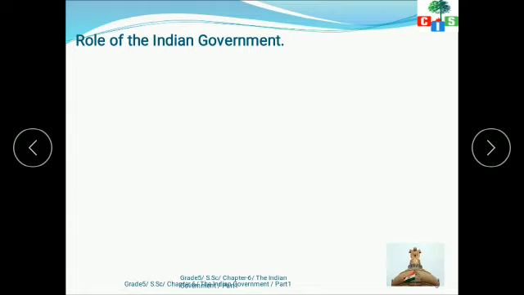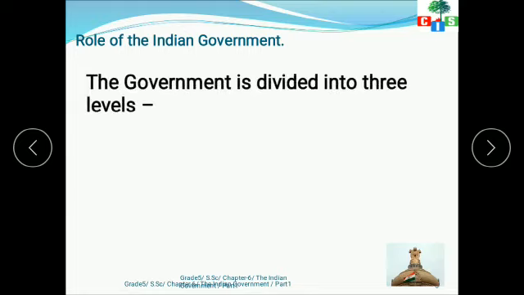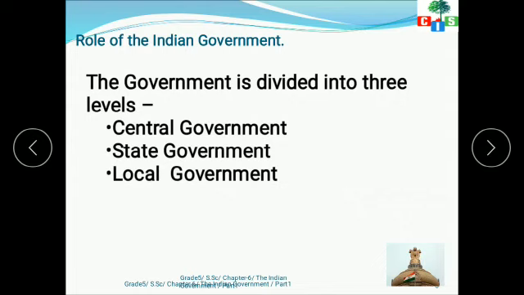Children, as we all know, our country is a very large country, so it is very difficult to run this country by a single government, right? So what we have done is divide the whole government into three different levels. What are the levels? First is the central government, second is the state government, and third is the local government. So the whole government is divided into three levels for smooth functioning, right? And all three levels of government have different powers and functions.